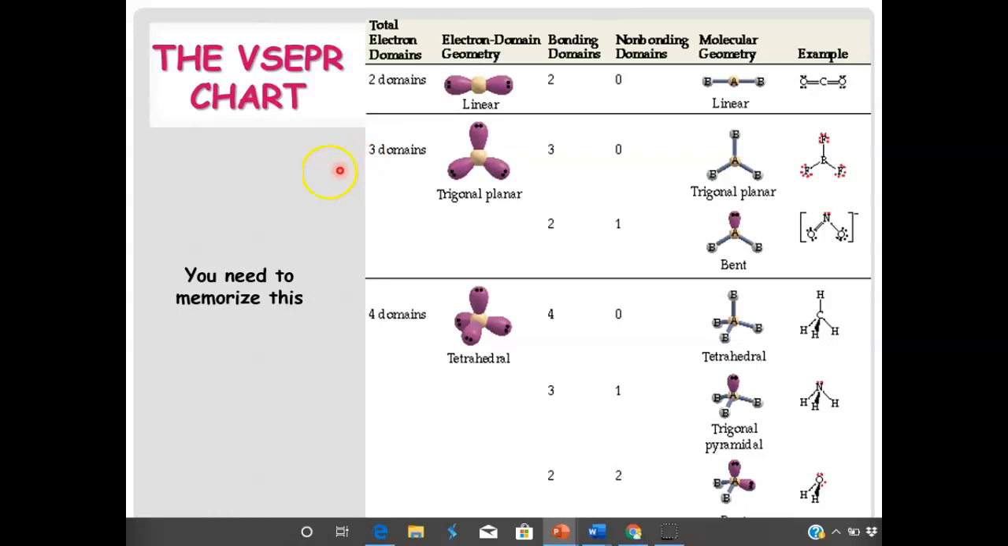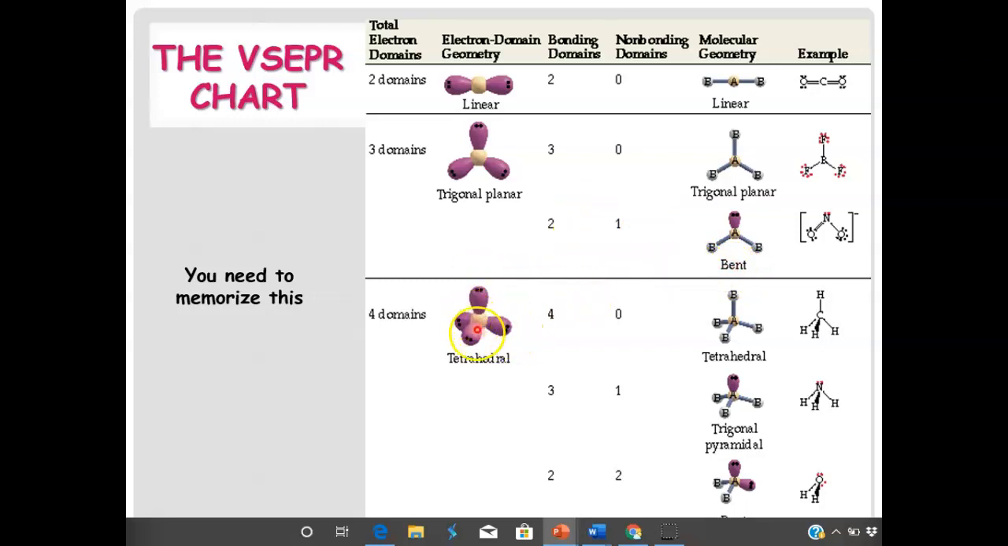So if there are two domains, then you're going to have two bonding domains, no lone pairs. You're going to have a linear shape. It's going to look like a line. 3 domains, trigonal planar. Now there are a couple of types here. 3 bonding pairs and 0 non-bonding domains, like 0 lone pairs, is trigonal planar. 2 bonding domains and 1 non-bonding domain is bent. Okay.